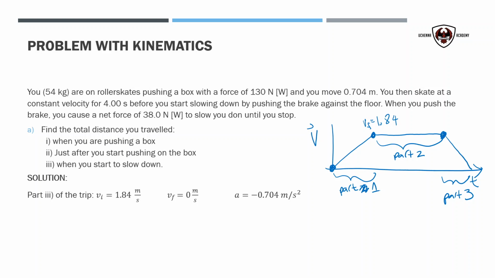So what I'm starting off with, my initial velocity here is actually the exact same as the final velocity from the previous part of the trip. So I can say that is 1.84. The final velocity, I'm going to be at a stop, it's 0. Acceleration, we figured it out to be negative 0.704. And that gives me more than enough information to find the distance traveled. By plugging in all the values, I can solve for it to be 1.981 meters.